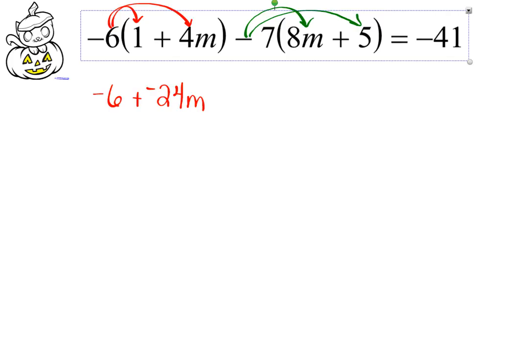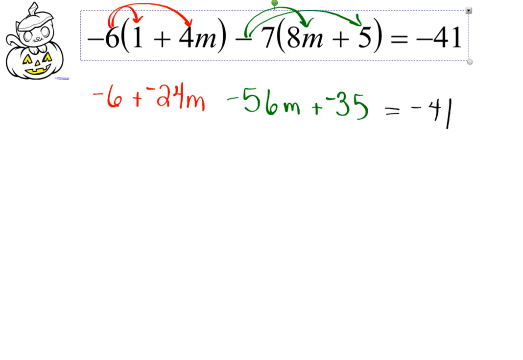And I get, let's see, 7 times 8. I've always been bad with my 7s and 8s. Y'all find that to be true of yourselves? Sometimes I have to use a calculator. And then I get negative 41.